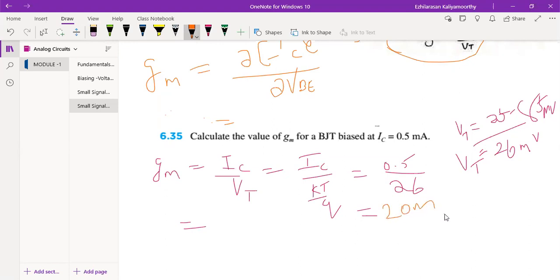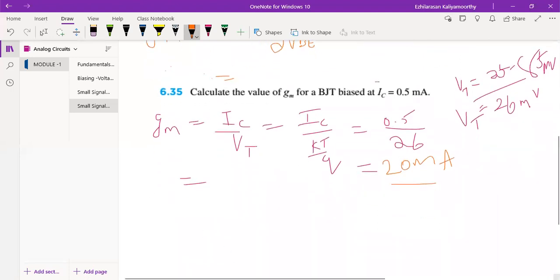20 milliampere per volt. Previously I said that for IC equal to 1 milliampere, the transconductance gm will be 40 milliampere per volt. Here IC is 0.5 milliampere, so automatically gm will be 20 milliampere per volt. This is how we calculate, and this is what we need to know.